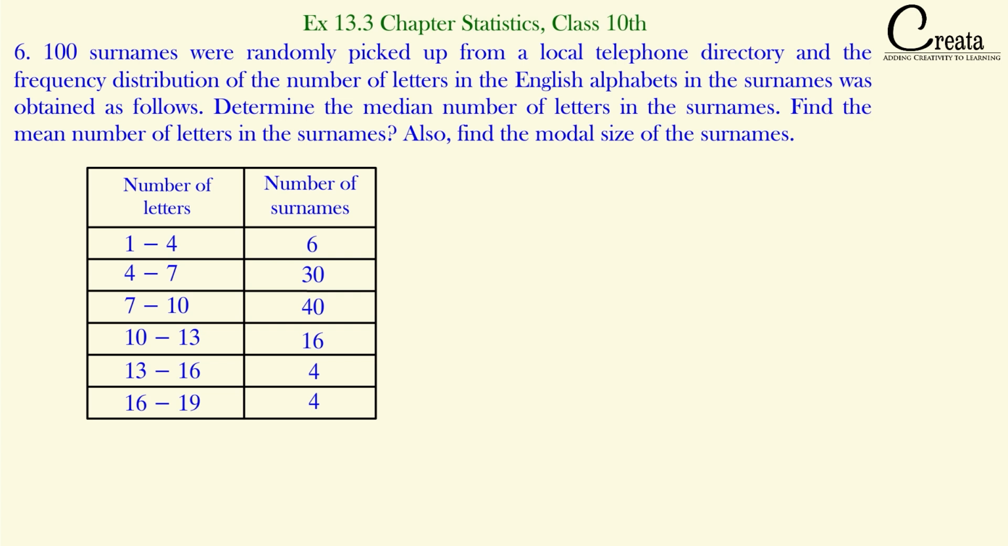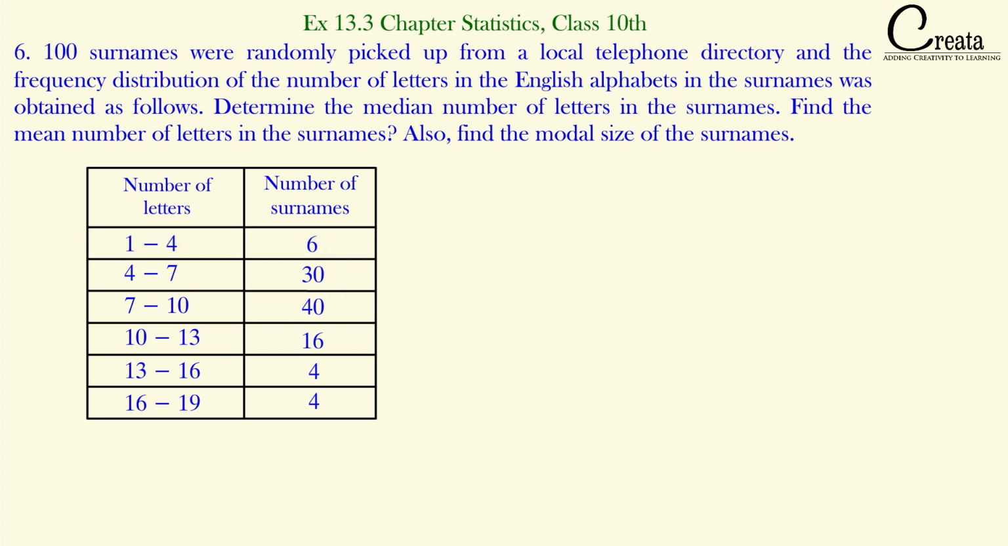So this is question number 6. Firstly, let's observe this question. In this question, the data is given regarding 100 surnames. In the first column, we have the number of letters. In the second column, we have the number of surnames. For example, 6 surnames have a total of letters from 1 to 4. Got it? We have taken the surname and calculated how many letters that surname has.